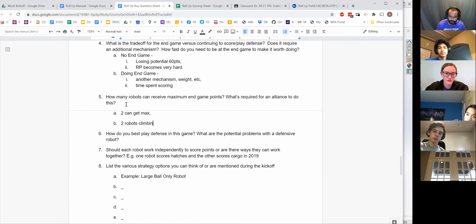150. Two robots climbing. And what is that? Two robots climbing, one high park. Yeah, that's 150. And that's equal to, what did you say, 150? Yeah. That makes sense. Okay. Max 30 points each. Okay. 60 points each. That is correct.